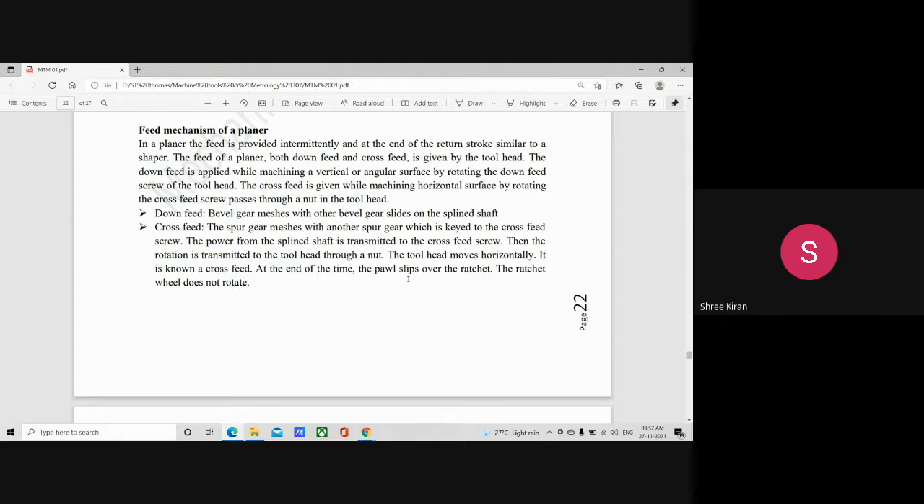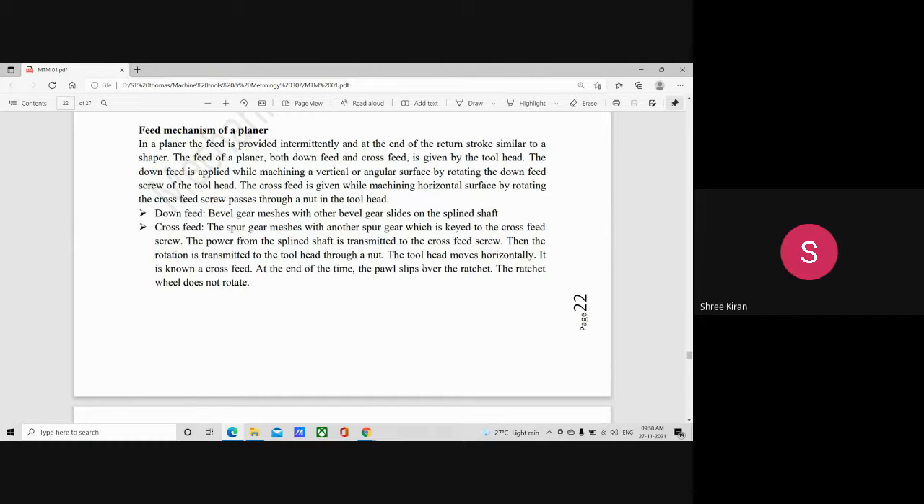Okay, in a planer, the feed is provided intermittently at the end of the return stroke, similar to a shaper, where the feed, both the down feed and the cross feed, is given by the tool head. So in the case of a planer, both the down feed and the cross feed are given by the tool head. The down feed is applied while machining a vertical or angular surface by rotating the down feed screw of the tool head. This is what happens in the case of a planer.